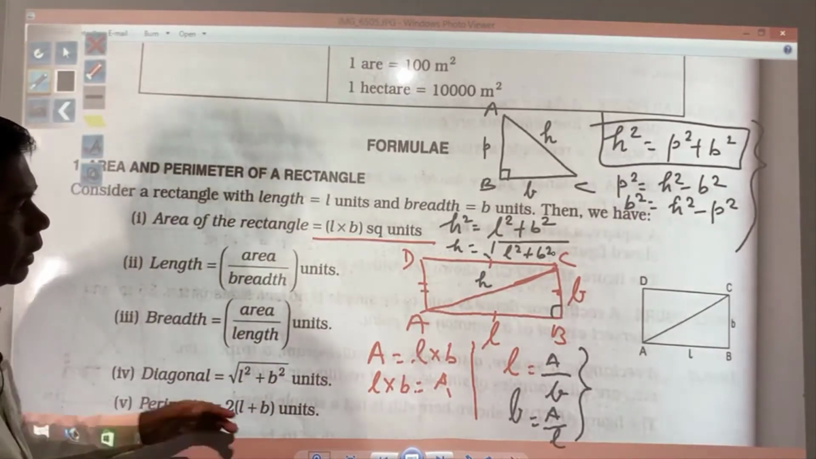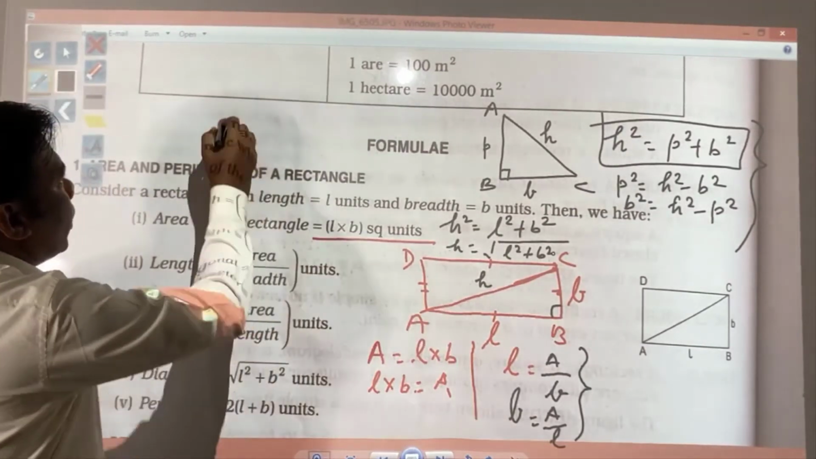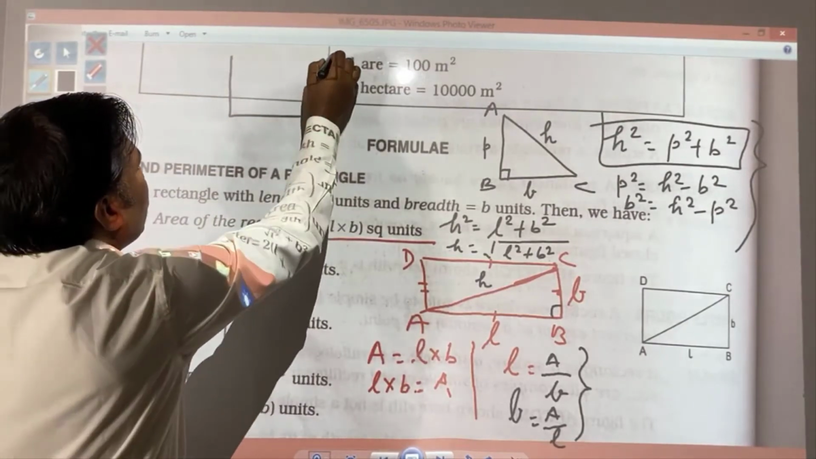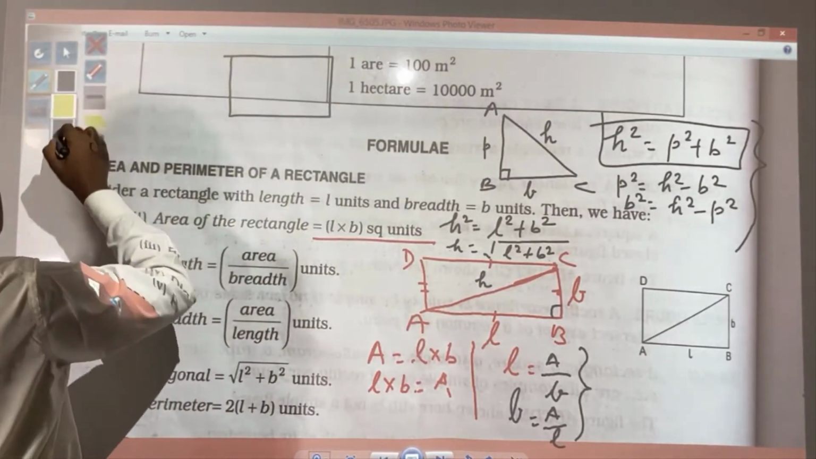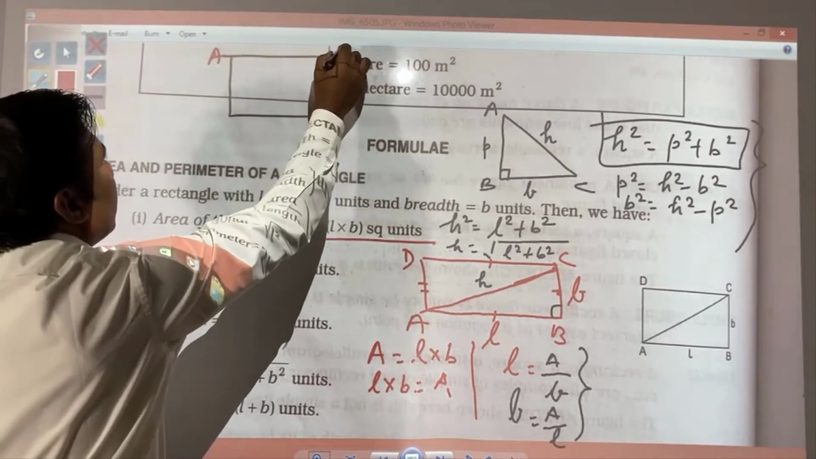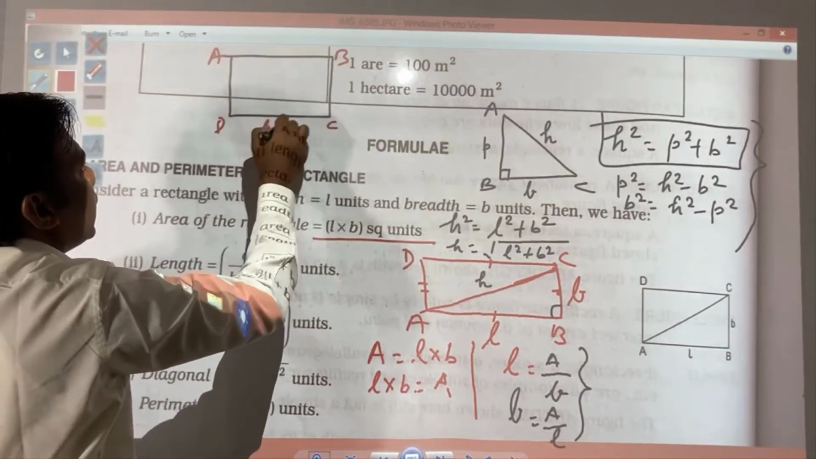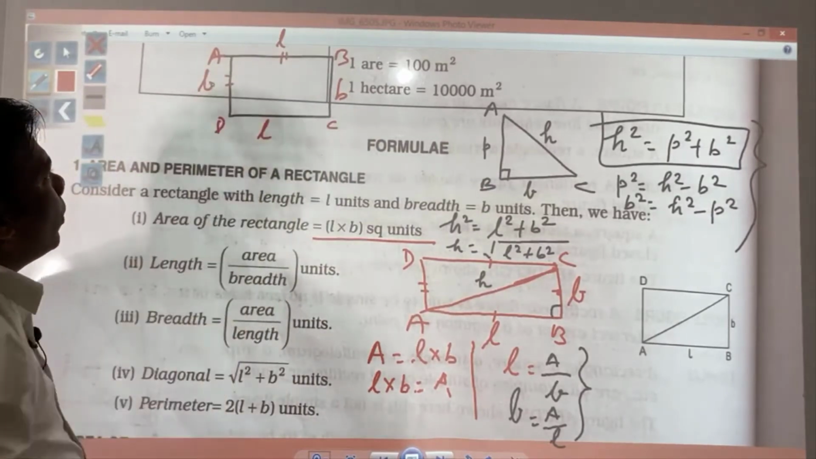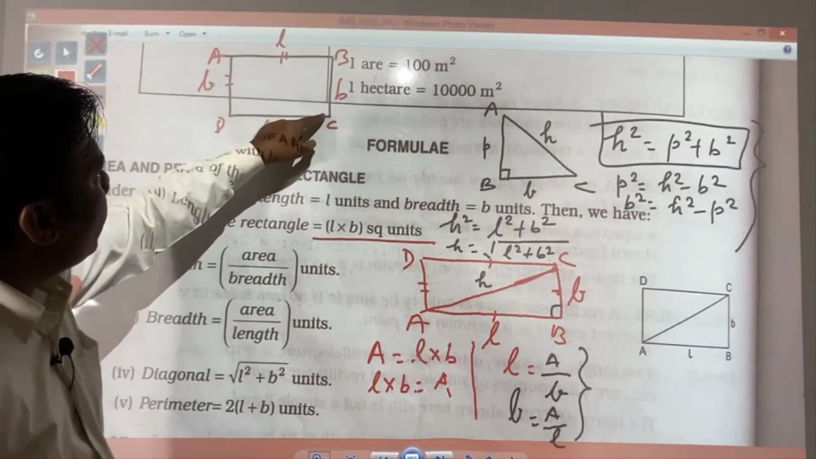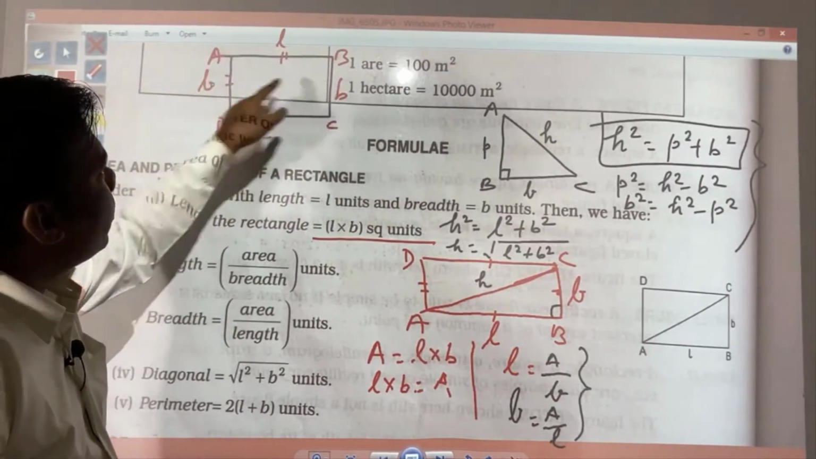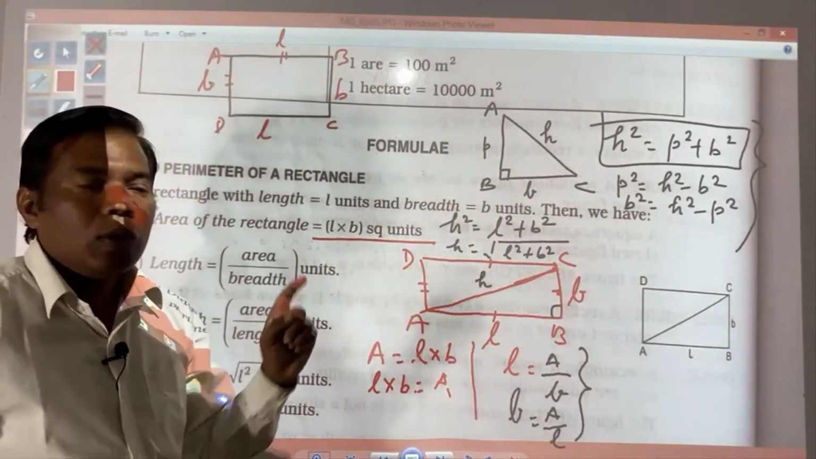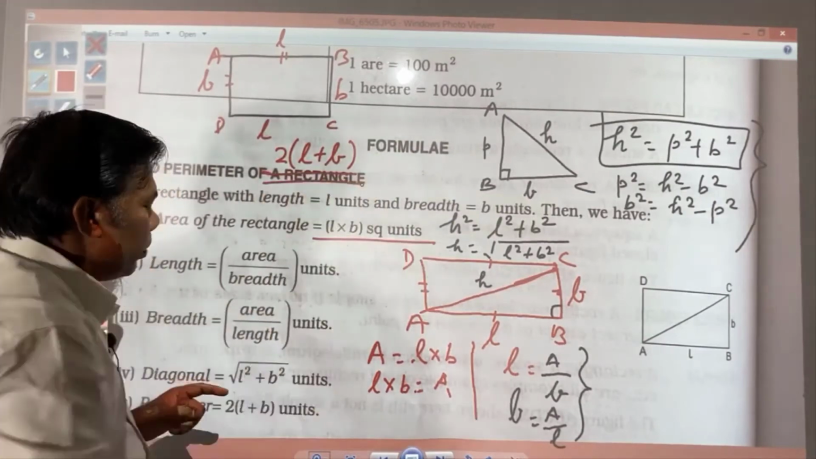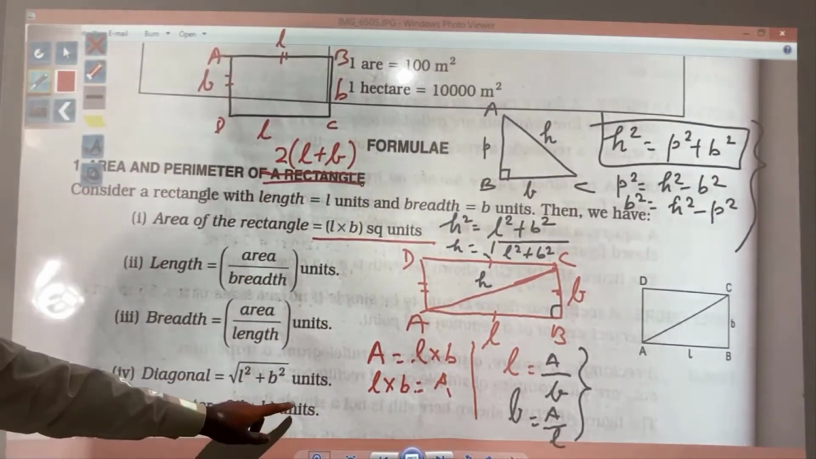Now perimeter, as I explained before also, if you want to find out perimeter, that is the length of the whole boundary of the given field. So suppose you have been given A, B, C, D. This is L, this is B. So this will also be L and this will also be B. So if you want to find the length, B plus L plus B plus L, it means 2 times B you have, 2 times L you have. So it can be written as 2 times L plus B, and this will be your perimeter. 2 into L plus B units.